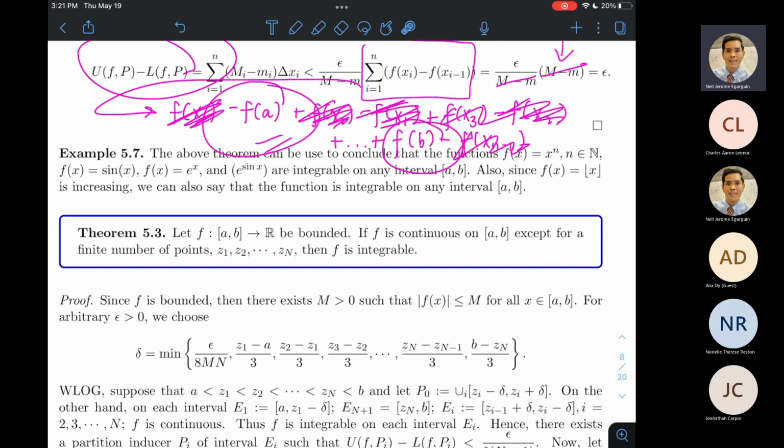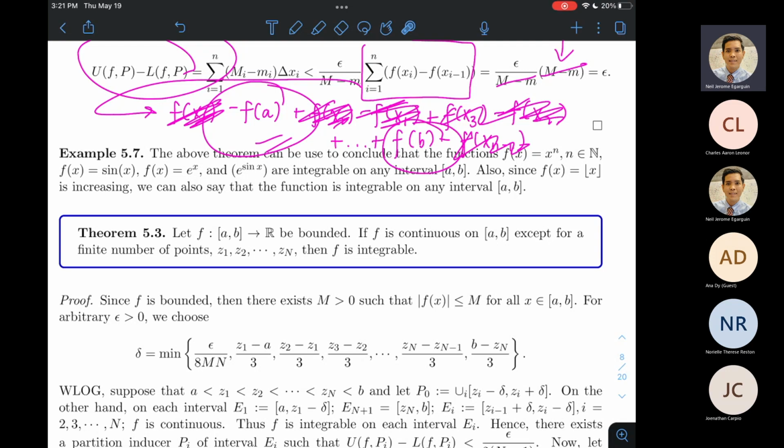Okay? The baby answer to that question is Theorem 5.3. Sinasabi ng Theorem 5.3, kapag daw si f ay continuous sa closed interval [a,b], mapwera sa finite number ng mga pasaway na points z1, z2 until zn, then si f ay integrable pa rin. So pag may mga nagrebelde na points na finite lang naman sila, kokonti sila, kahit mga 31 million sila, pero kung dun lang siya discontinuous, ibig sabihin, integrable pa rin yung function. Okay? Yun yung ipoprove natin ngayon.